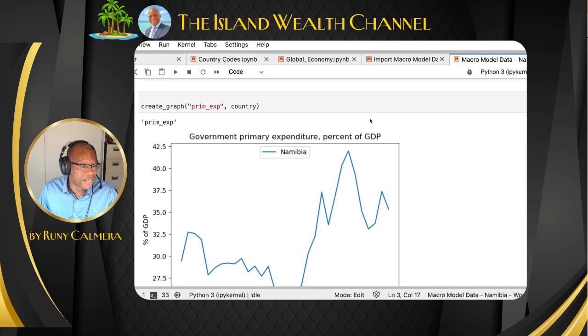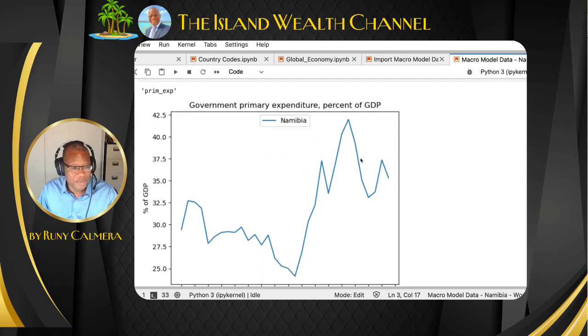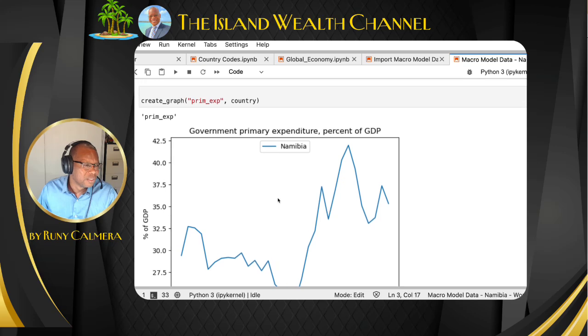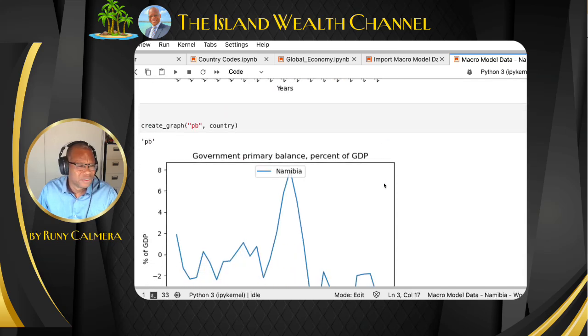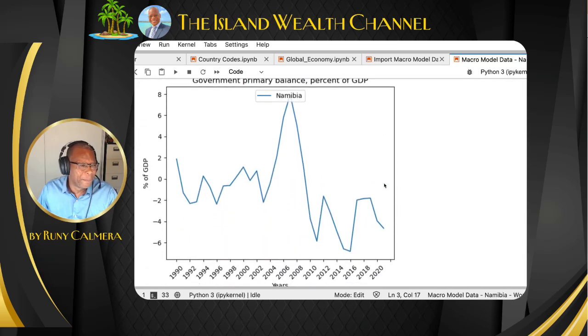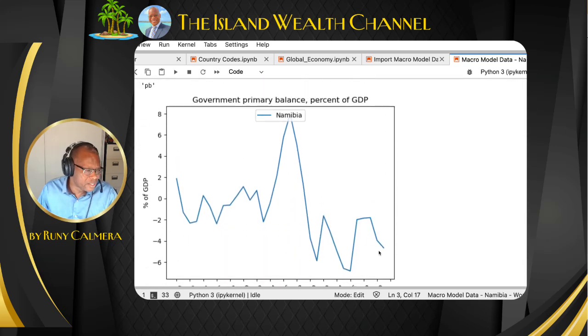You have seen everything. You are seeing the government here. I'm not going to bother you anymore, but this is the government expenditure. It's 37%. Government balance minus 6%. Minus 6% is a little bit high, guys. But the trend is going down also. I want a trend line here.